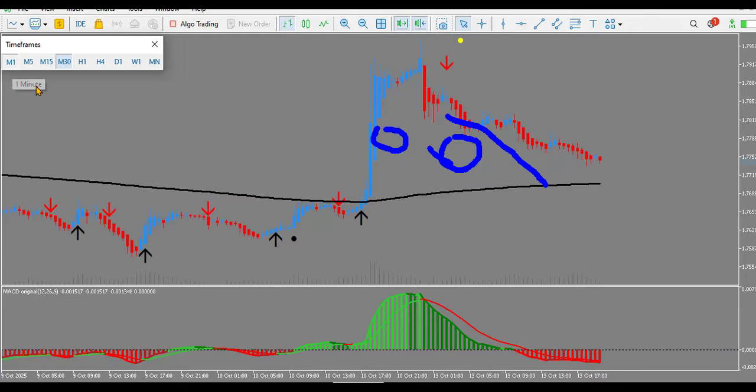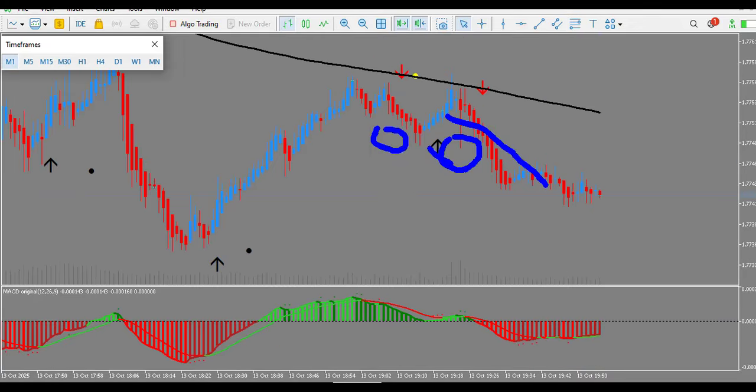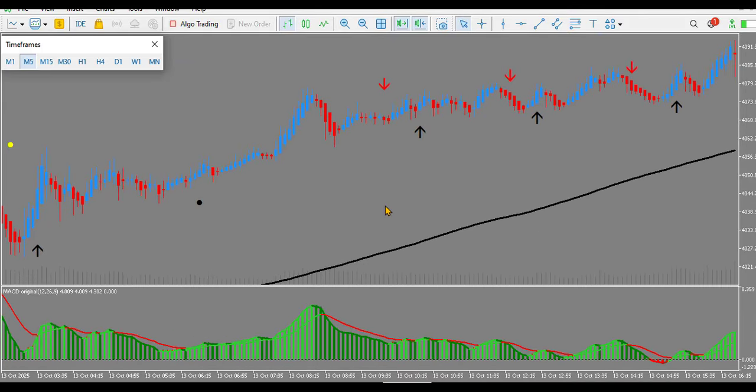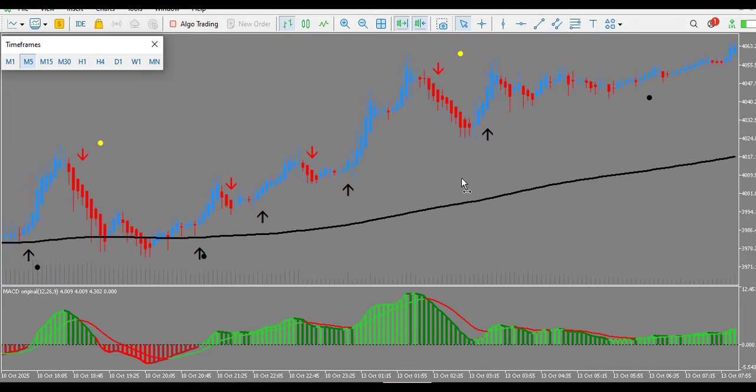Now let's check this on gold, and here it is on gold. Let's move back a bit and see.